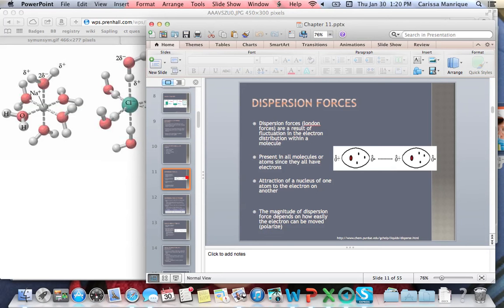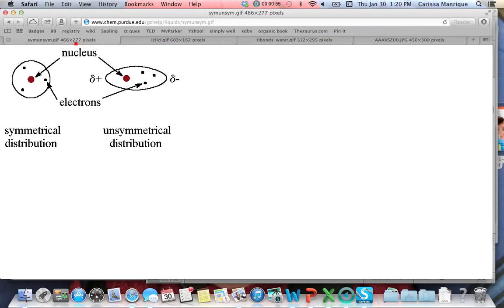The first one here is dispersion forces. Basically, it's the attraction of protons of one molecule to the electrons of another molecule. Here is the nucleus of one atom, and it has protons in it. Obviously it's attracted to its own electrons, but we don't care about that. We want the attraction to another molecule, okay?